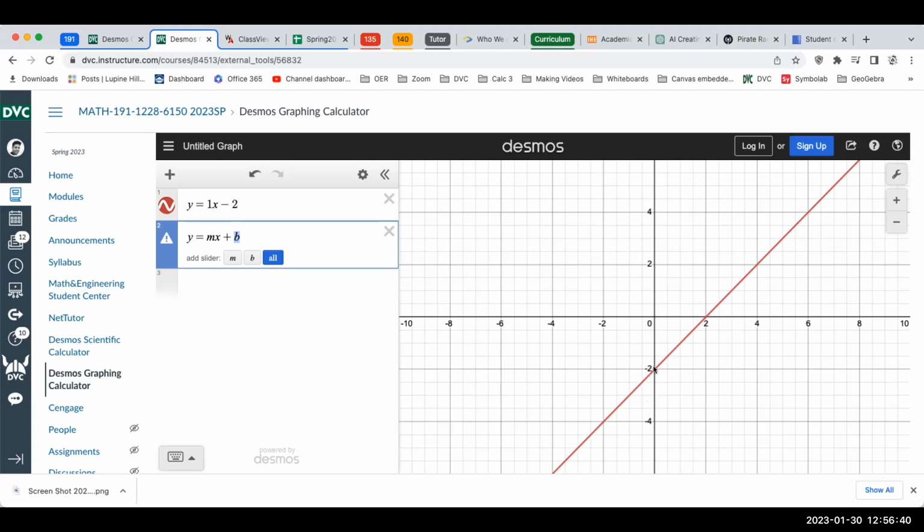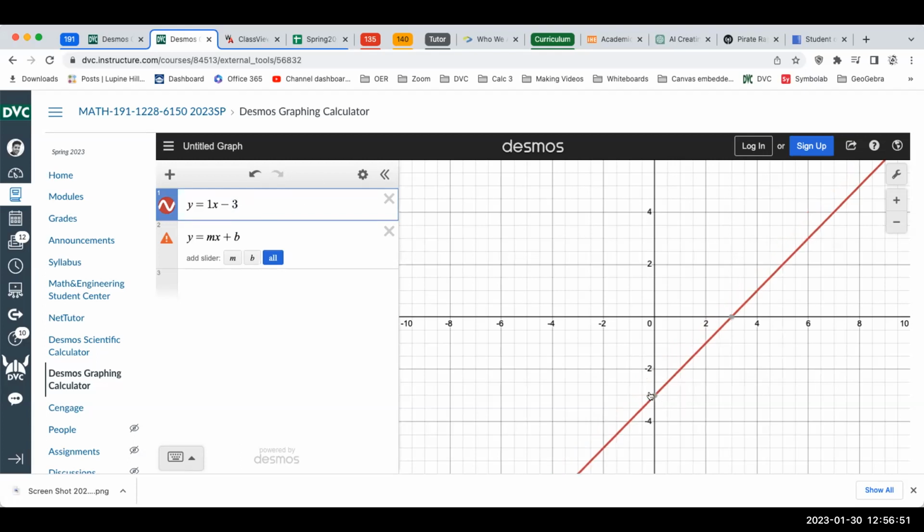Not quite, it's where it's positioned. So it's called the y-intercept, the point where it crosses the y-axis. So it's -2, so it crosses at -2. If I had -3, then it crosses at -3. Okay, so that value there, it's called a constant because there's no x multiplying it.